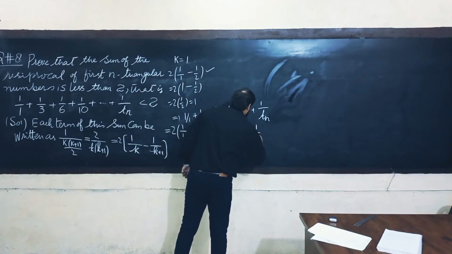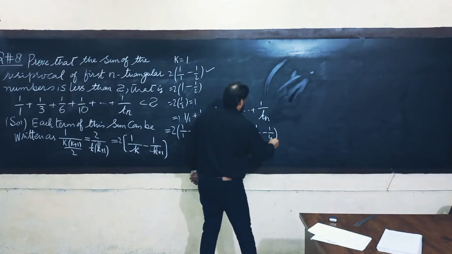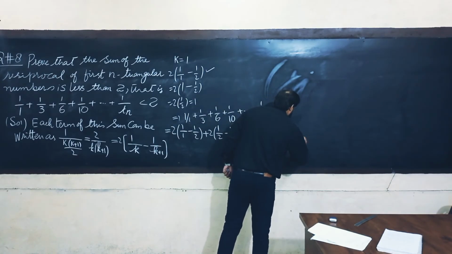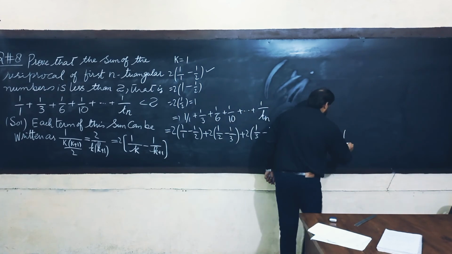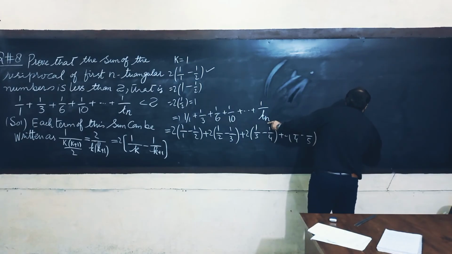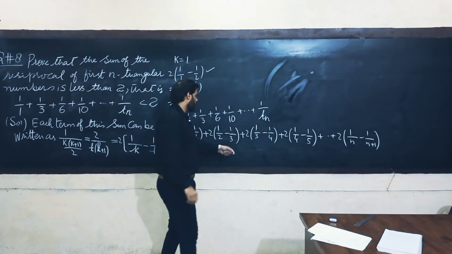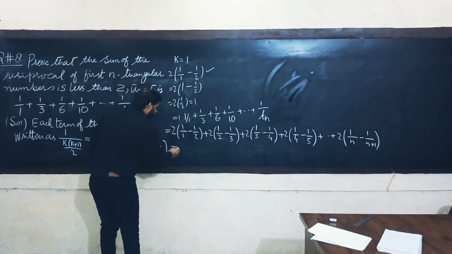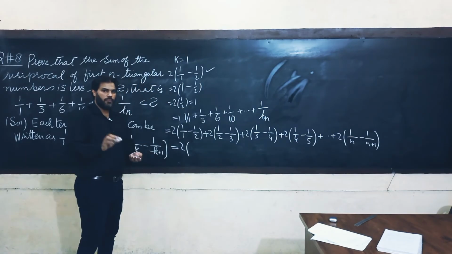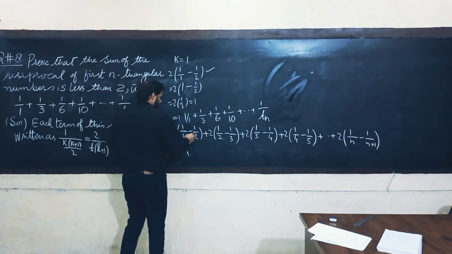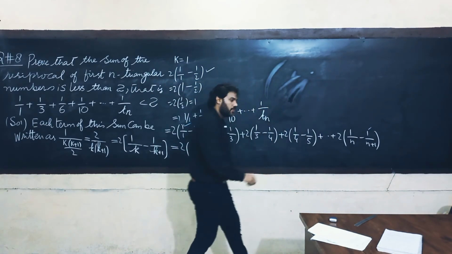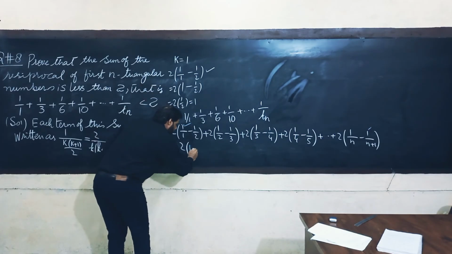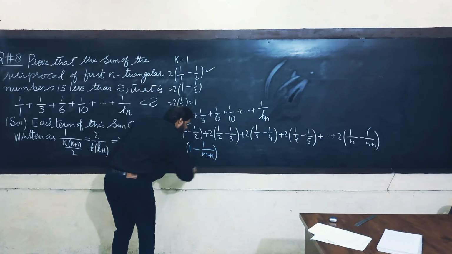2 into 1 by 3 minus 1 by 4 plus 2 into 1 by 4 minus 1 by 5, and so on. The last number is 1 over n minus 1 over n plus 1. Now by taking 2 common and expanding these brackets, we have left only two terms, this one and the last term. This becomes 1 minus 1 over n plus 1.